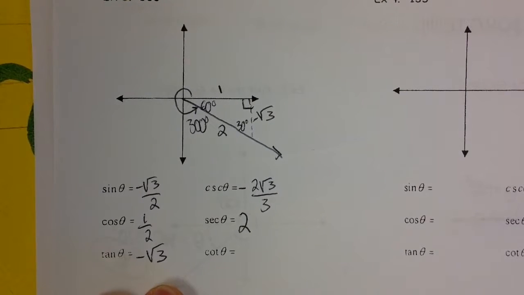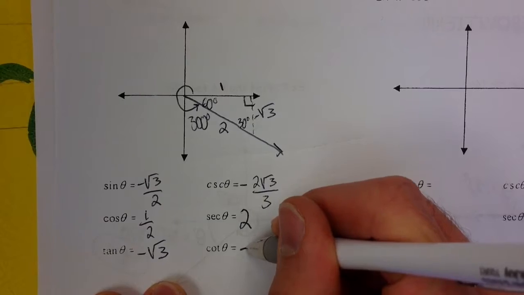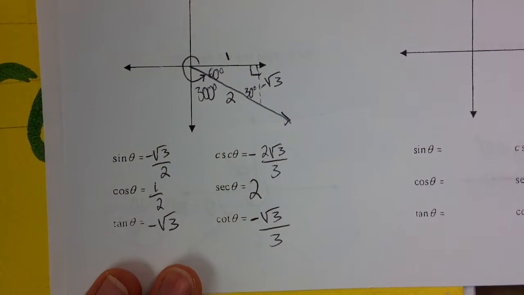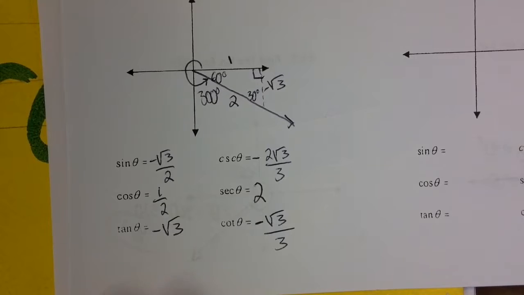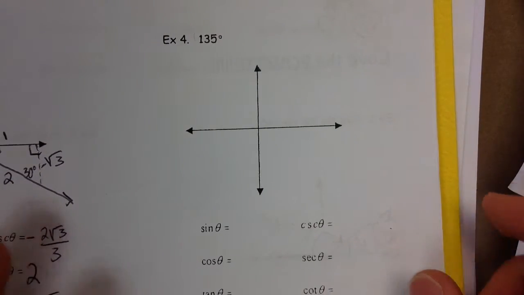Dominique, cotangent? √3/3. But it's negative. Okay. It's very important that you include the negative sign if it is applicable. Any questions on example 3? Okay, again, help each other as much as possible.